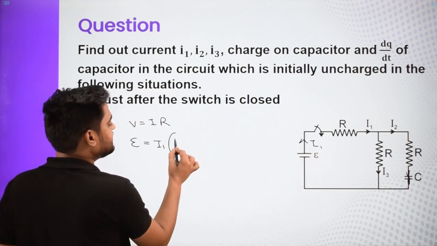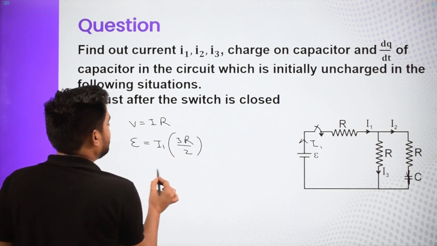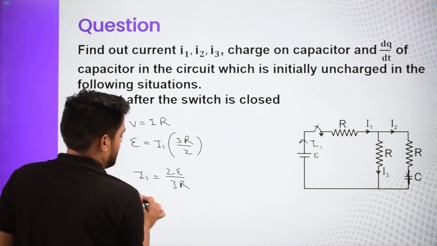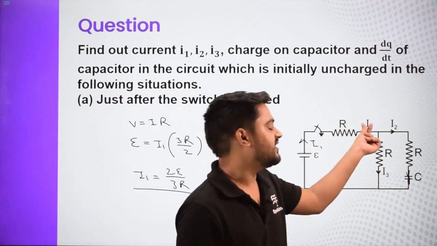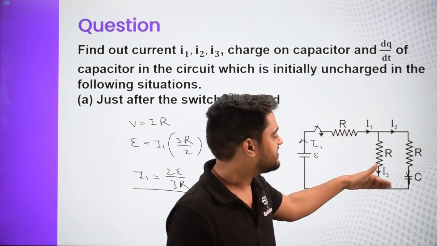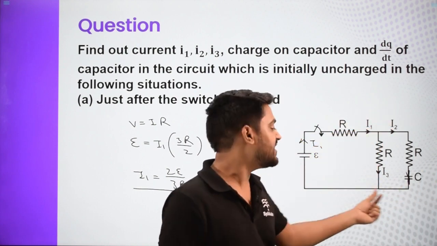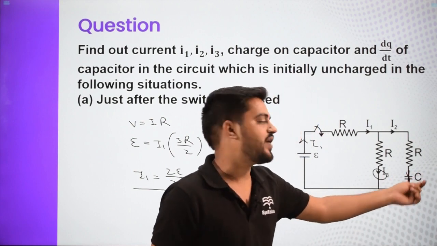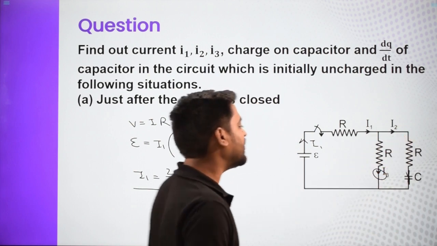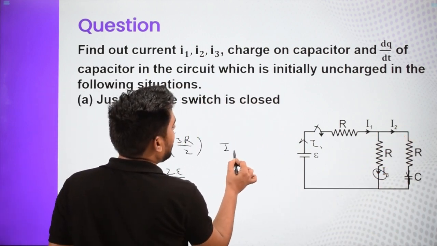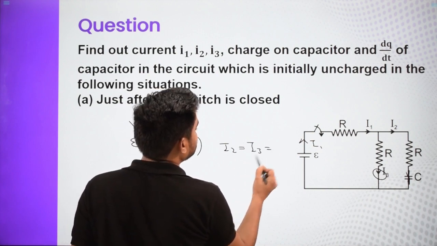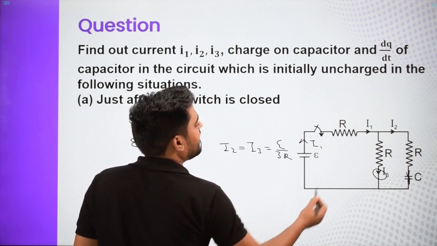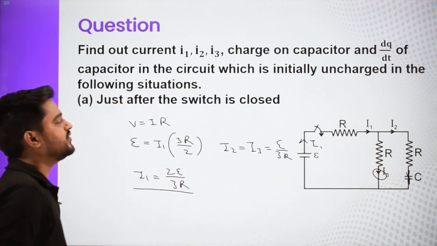And what about the total resistance of the circuit? 3R by 2. That gives me that my I1 is nothing but 2E by 3R. Once this 2E by 3R current comes over here, one branch is this, the other branch is this, which are identical branches, because in this region we have a wire and this capacitor is also behaving like a wire. So equal currents will go in both of them. So I2 and I3 are both equal and they are just half of it. The current will be split in two parts, E by 3R and E by 3R, which combine back and come back to the battery.